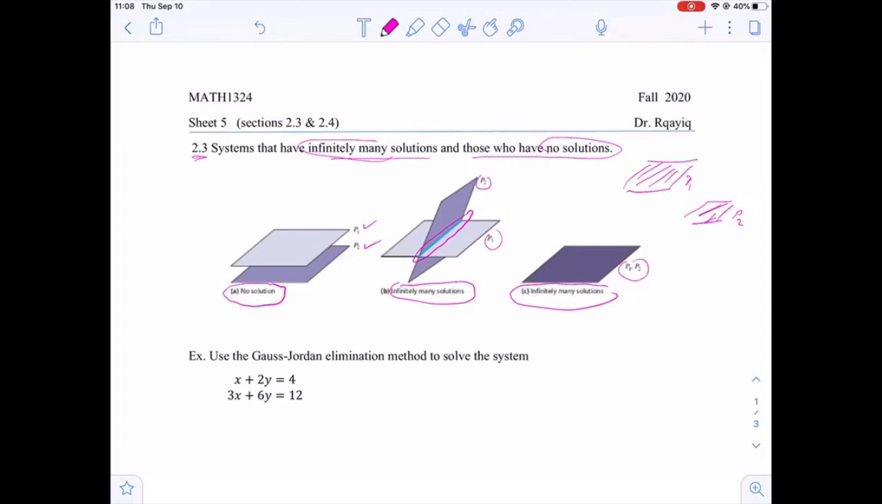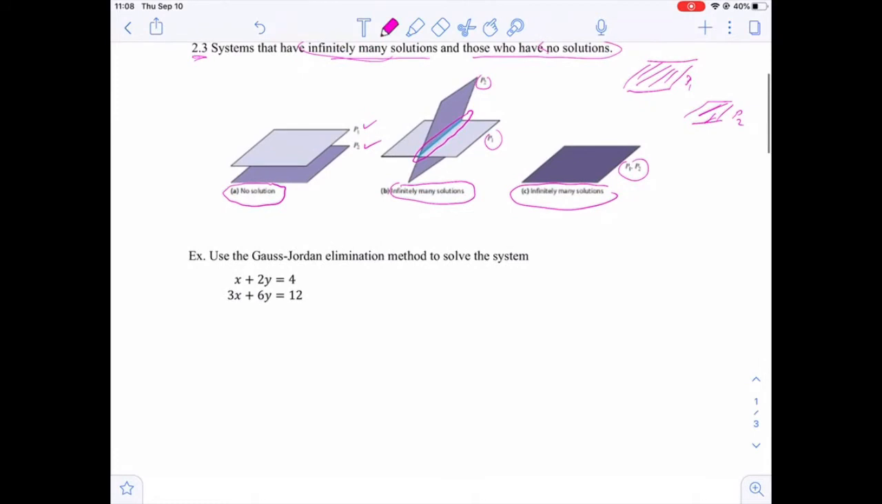So in these two latter cases, we say the two planes have infinitely many solutions, or the system that's related to these planes has infinitely many solutions.